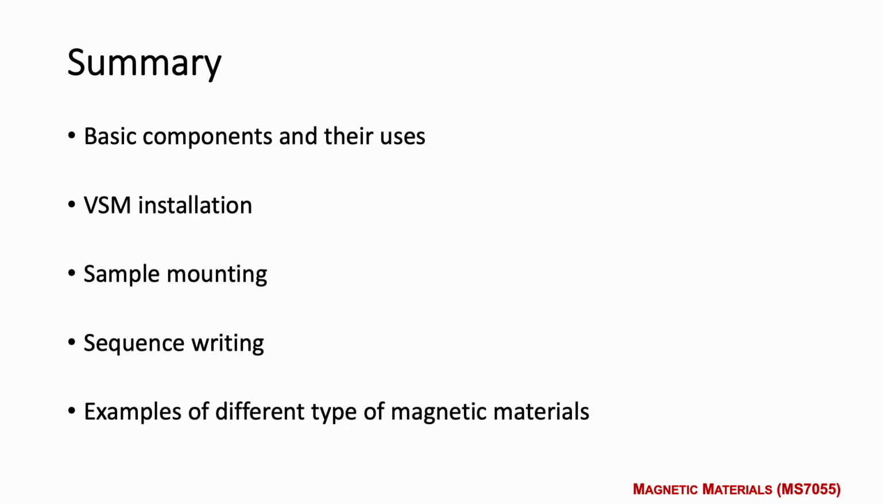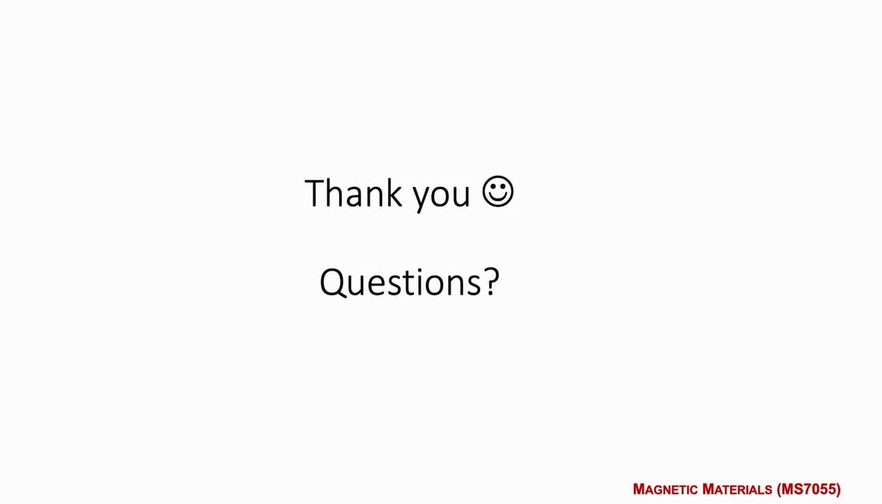So here is the summary of what we have covered and learned today. First, we discussed the basic components of the VSM attached to the PPMS and their use, the VSM installation, the PPMS, sample preparation, and writing the sequence. We have also covered a few different types of materials and their magnetic properties, and learned how to know whether a sample is superparamagnetic, ferromagnetic, hard magnetic, or soft magnetic.